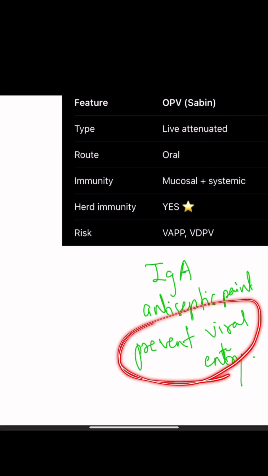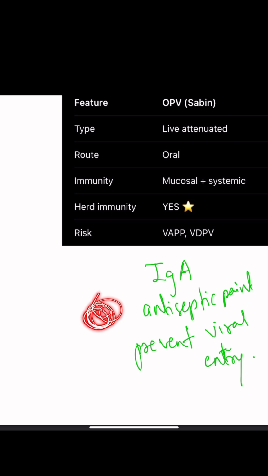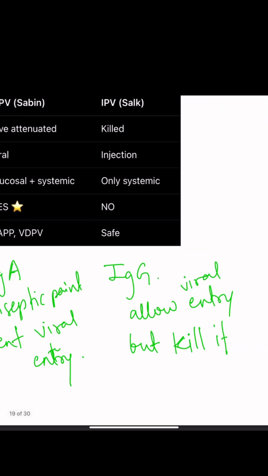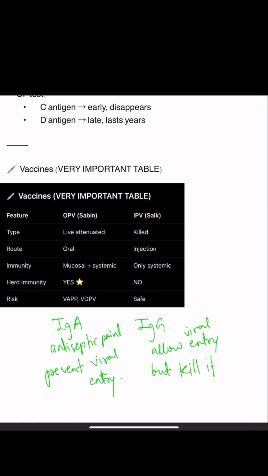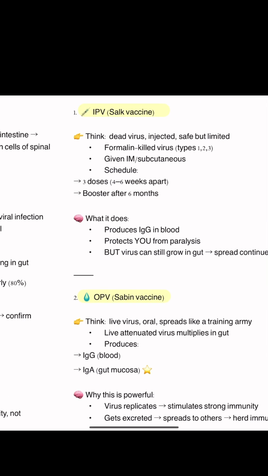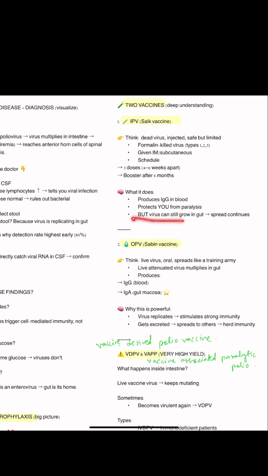It prevents viral entry into the blood, but the virus is replicating in the mucosa and producing IgA and IgG. And in here, viral entry is there. In Salk IPV, the virus is able to get into the blood, but it will be killed. It's a dead, killed type of virus, and it will only produce IgG. But the virus can still grow in the gut and spread continues.